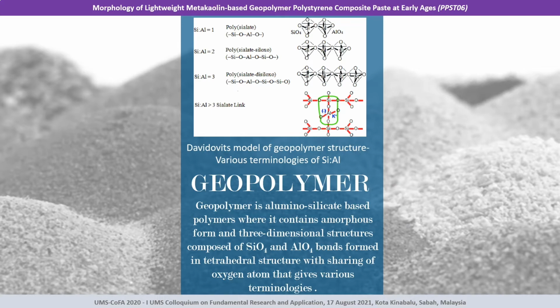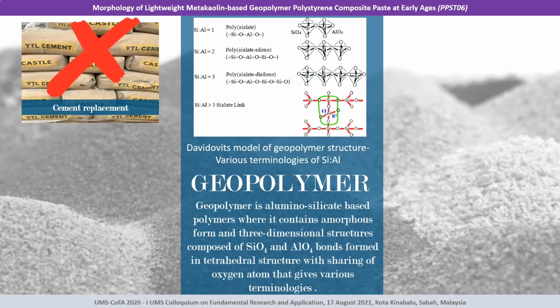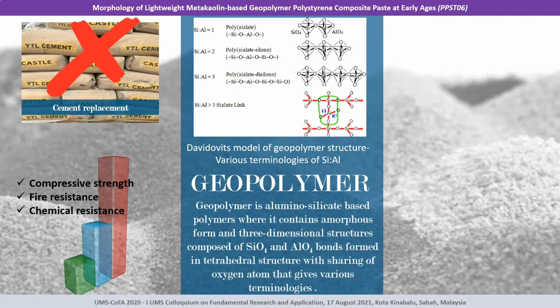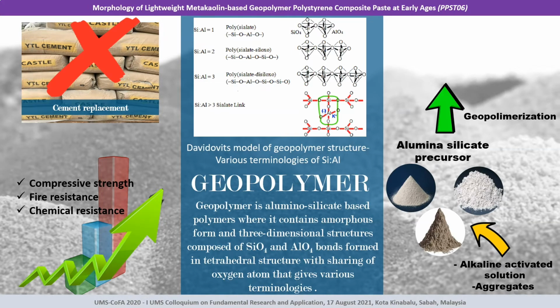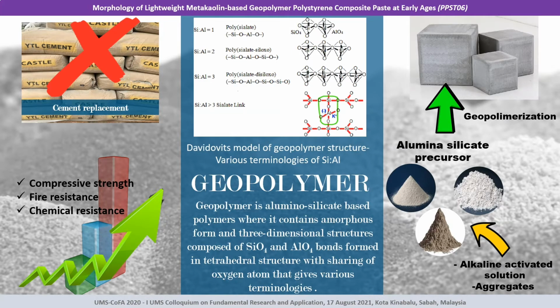Recently, geopolymer has been used as a cement replacement because geopolymer concrete gives high compressive strength, high fire resistance, and high chemical resistance. Geopolymer can be formed when an aluminosilicate precursor, for example metakaolin, fly ash, and GGBFS, is added with an alkaline activator solution and aggregates. Then this mixture will geopolymerize to form the geopolymer concrete.